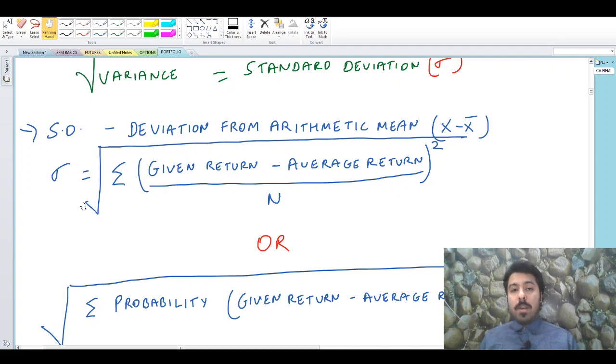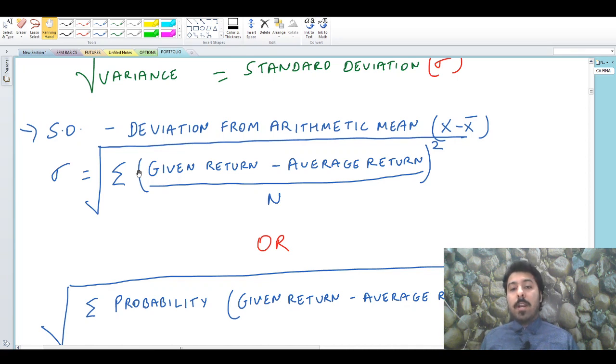What we are basically doing is, see, this entire thing is variance. Under root variance is standard deviation, so ignore the under root. What we have is the sum total of (x minus x bar) squared divided by n. For example, if we have data for 3 years, we'll calculate deviation for all the 3 years and square it. Why do we square it?